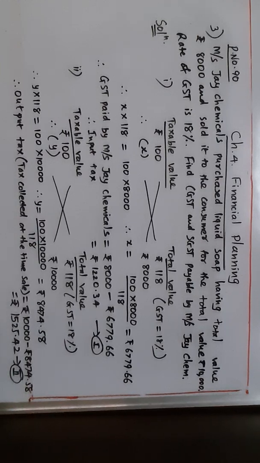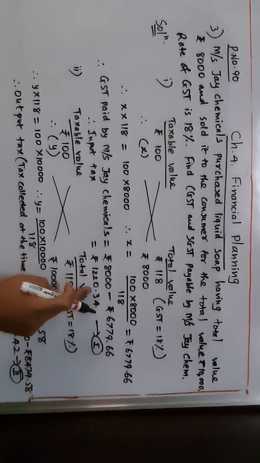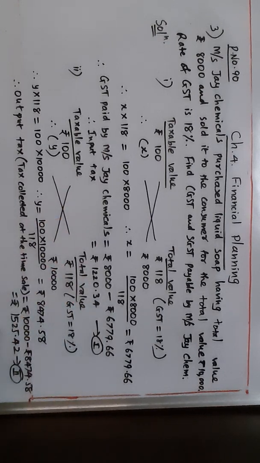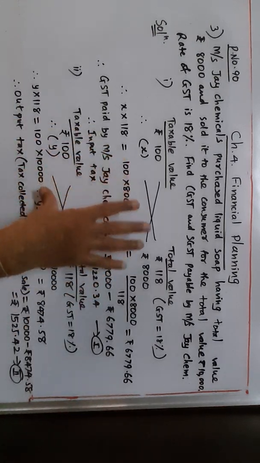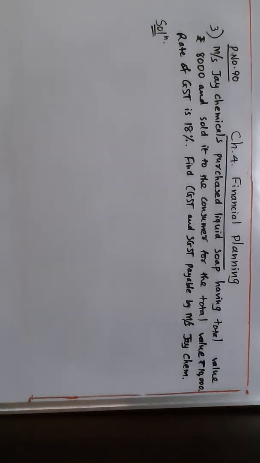This is the tax collected by Messrs J Chemicals from the consumer, whereas the tax already paid by Messrs A Chemicals to the manufacturer is 1220. This is the input tax and this is the output tax. So now we will find the GST payable. First we will find the GST payable. You understood how to solve this? Now I will remove these two steps and write further steps.